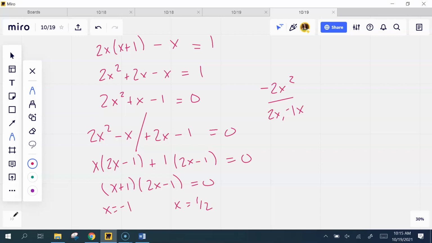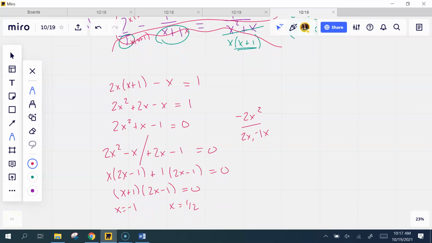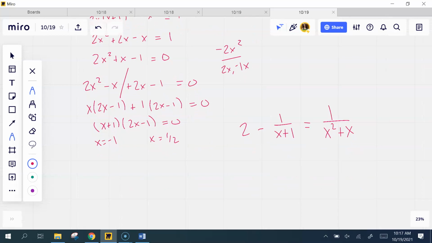But I have to check them to make sure they're not extraneous. So the original equation is number 11, which is 2 minus 1 over x plus 1 equals 1 over x squared plus x. Negative 1's pretty easy to check, right? I get 2 minus, and I'm already in a situation of a 0 on the bottom, which means that's extraneous. Everybody sees why? You ever get to that situation, you're extraneous, you don't have to go any further on that one.